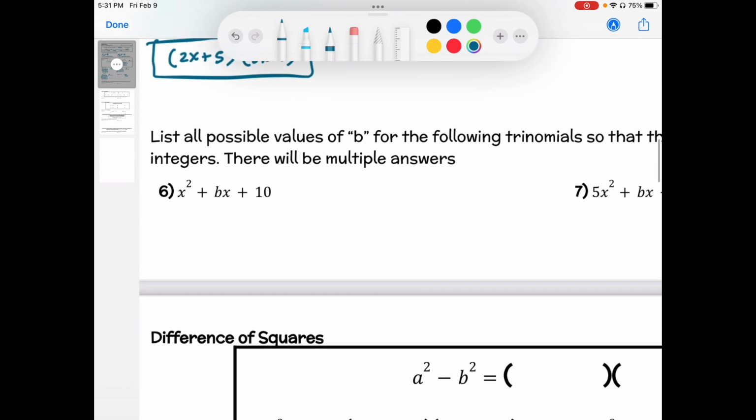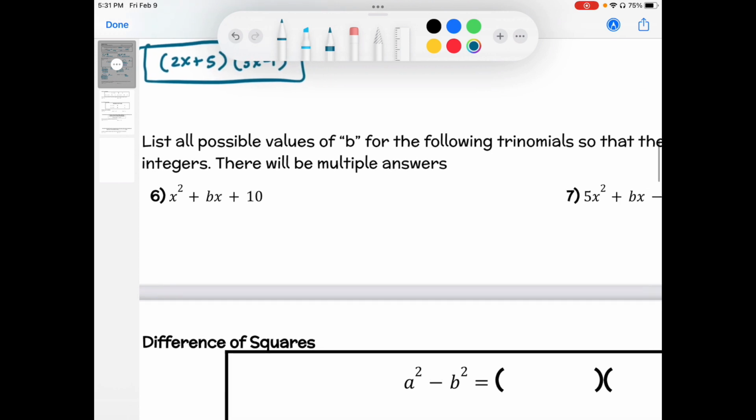All right, so for number 6 and 7, what we're trying to do is find a b value so that we can factor this trinomial. So there's going to be multiple answers. So let's think about it as we need something to multiply to 10, and we need it to add to that b value. So let's just list out the factors of 10.